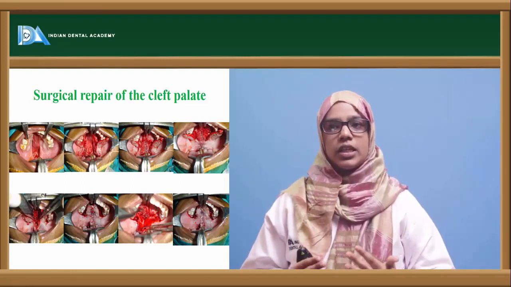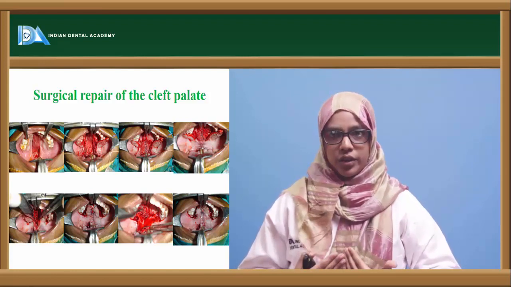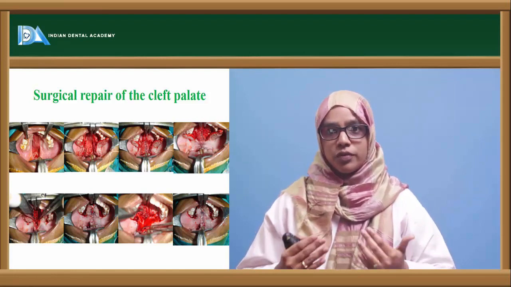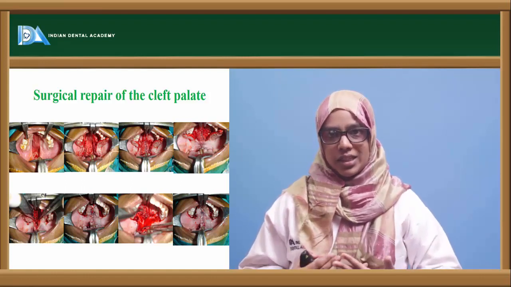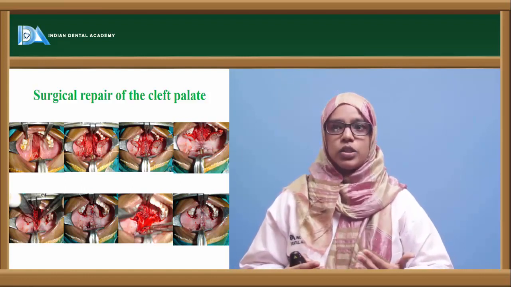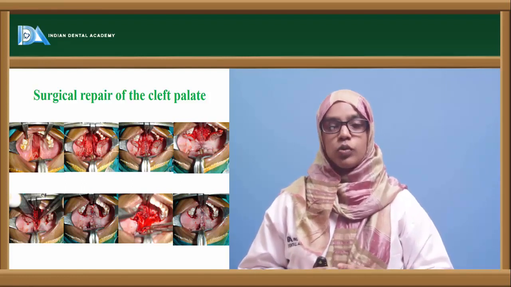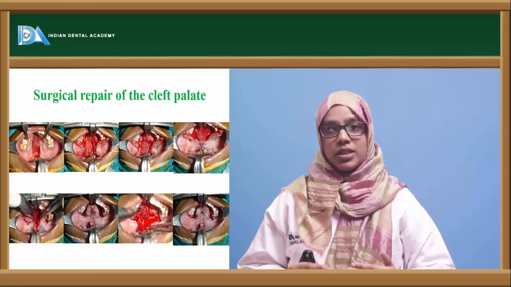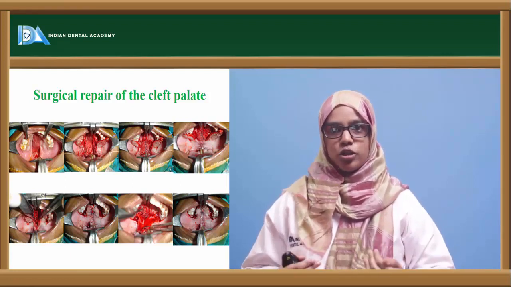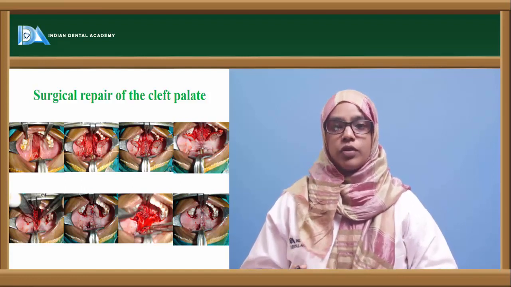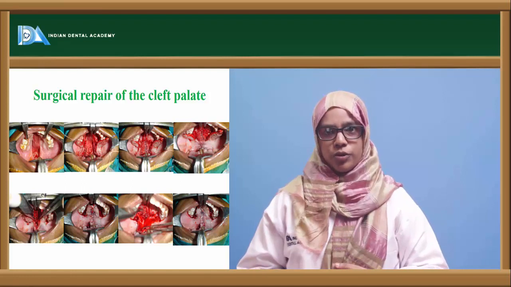After raising a complete mucoperiosteal flap, you will do nasal dissection. You will try to close the cleft in 3 layers: the nasal layer, the muscle layer, and then the oral layer. Once you have done the nasal dissection, you will close the nasal layer. After that, you will do muscle dissection. The muscles positioned anteriorly towards the hard palate, you will move down inferiorly into a more horizontal position, and then you will do the oral layer closure.